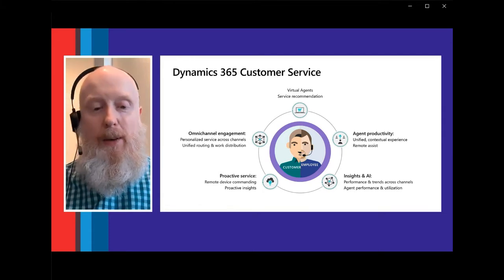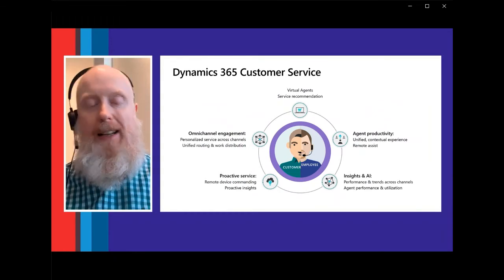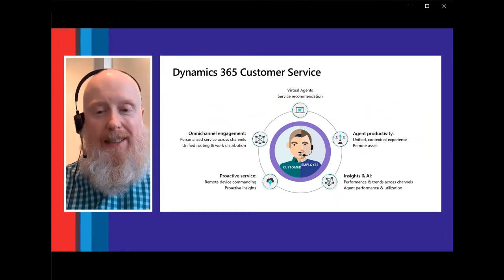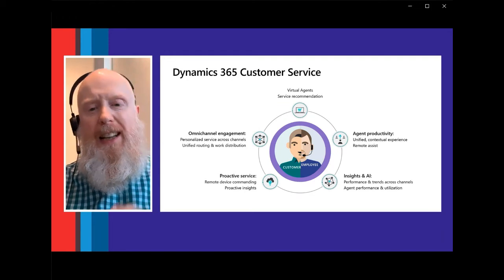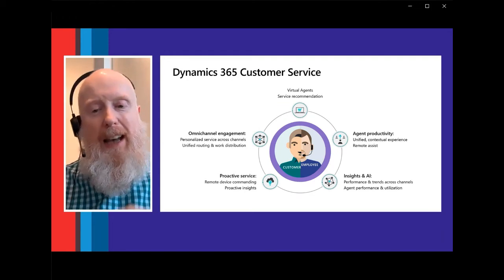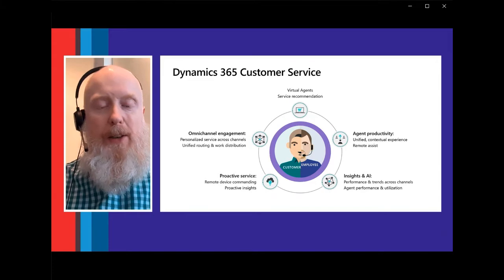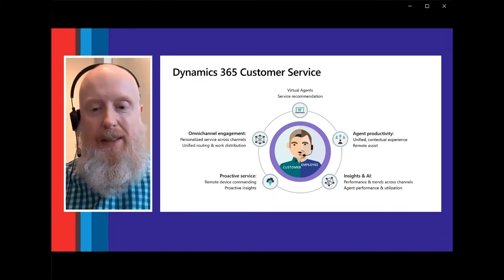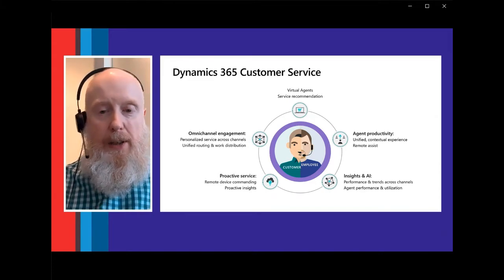And the AI is coming in here as well, giving me proactive insights as to what to do next to help me be more productive and actually solve my customers' problems without having to call them back, which is where we lose a lot of effort in our service areas. So again, AI is pushing it here.